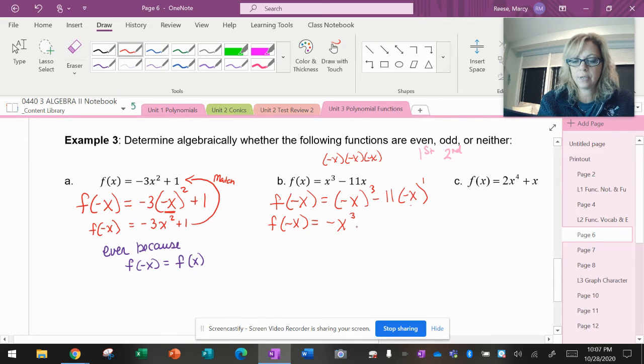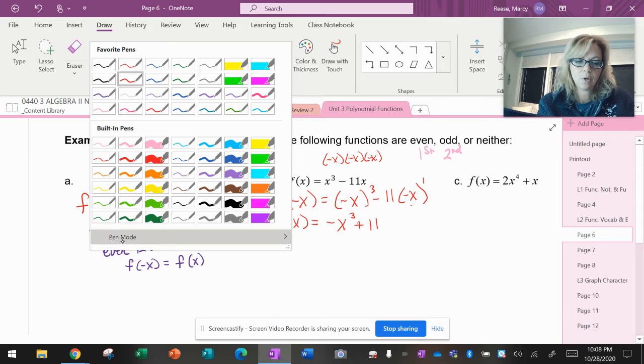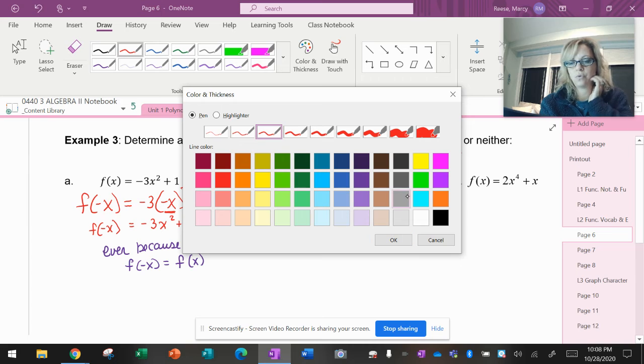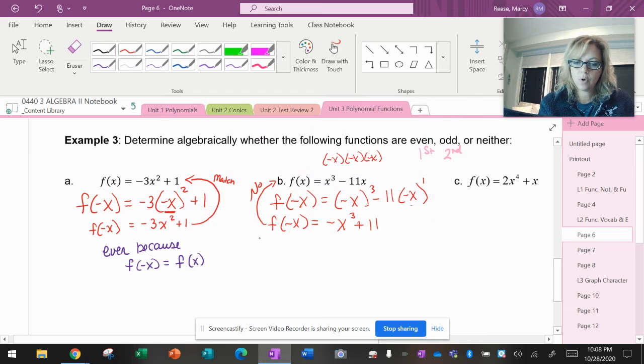So negative x times negative 11 is positive 11. Now remember, I'm testing for even here. So I come here and I say, no, it does not match. Then I've got to test for odd, because the even test didn't work. f of x does not equal f of negative x.